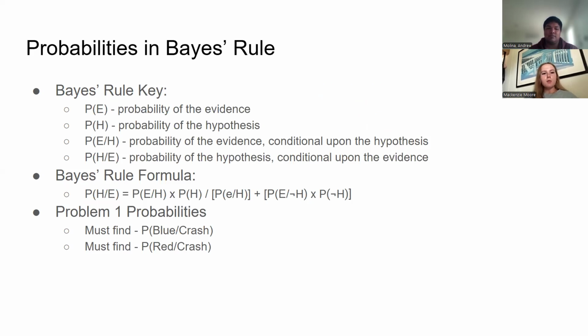All right, so probabilities in Bayes' rule, like Andrew said, there's the formula right there. And so the problem one probabilities that we need to find is the probability of blue in the crash and then the probability of red in the crash.